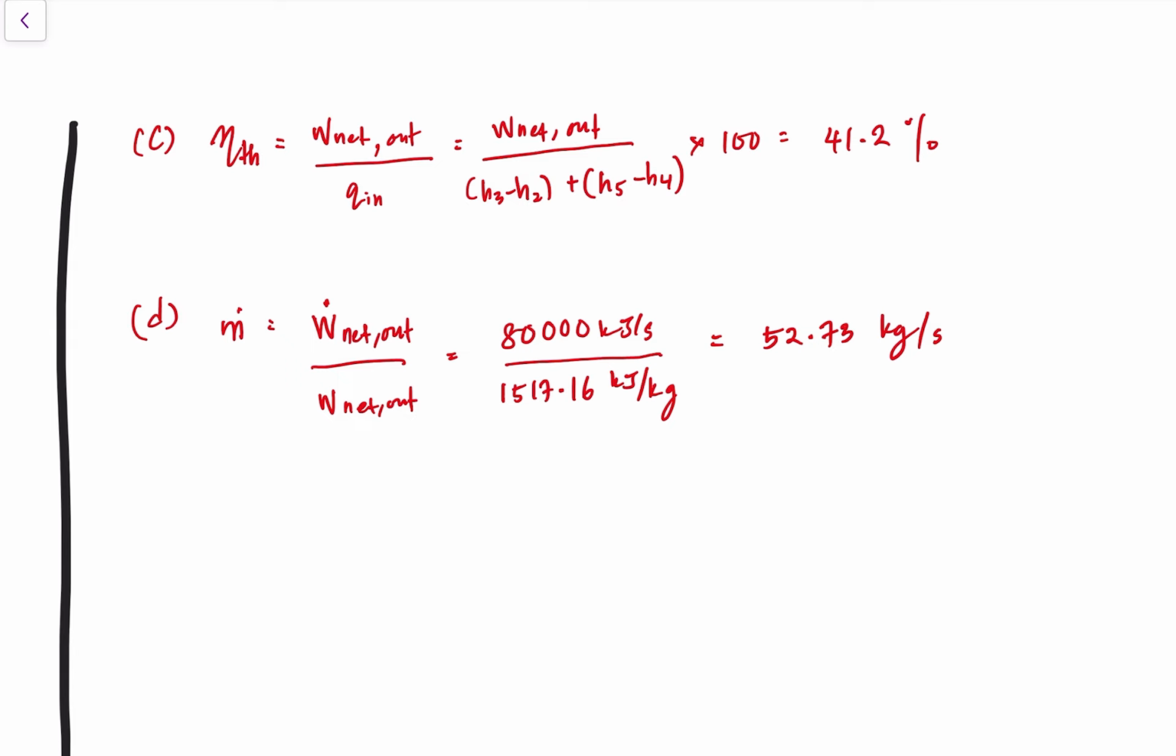So given to you in the question is the net power out, W dot net out, 80 megawatt. So 80 megawatt is equivalent to 80 megajoule per second. If we convert into kilojoule per second, you're going to get 80,000 kilojoule per second. So in order for us to find the mass flow rate, you need to divide it by the work net out, then you're going to get straight away the mass flow rate m dot equal to 52.73 kilogram per second.